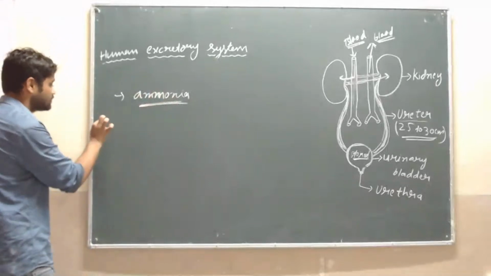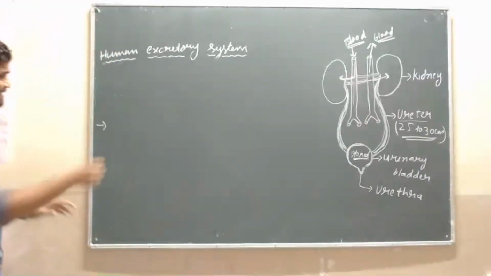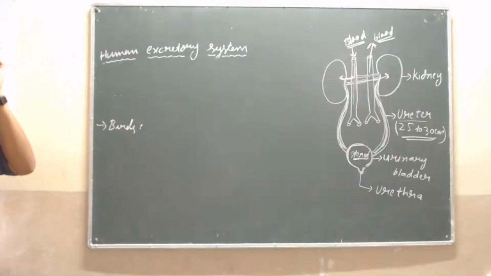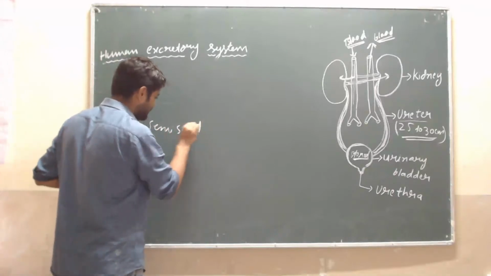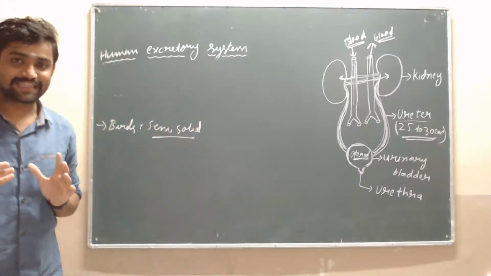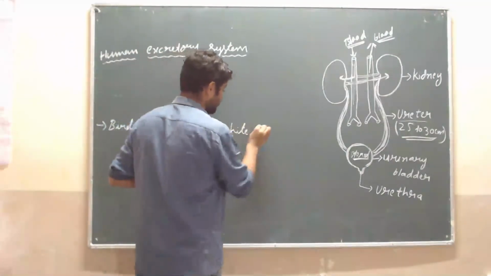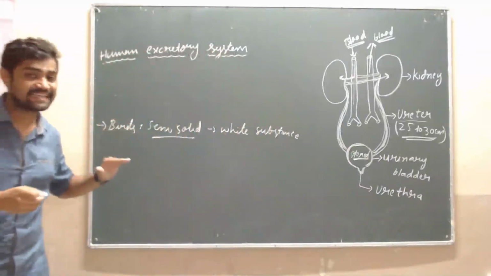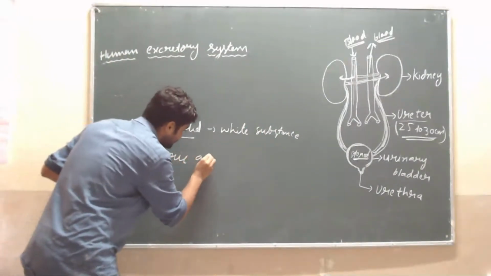Then what about birds and lizards? Can you guess how they excrete? Yes, they excrete semi-solid. Andre adda solid irtadri, adda liquid irtadri. It contains white substance, and that actually contains uric acid.